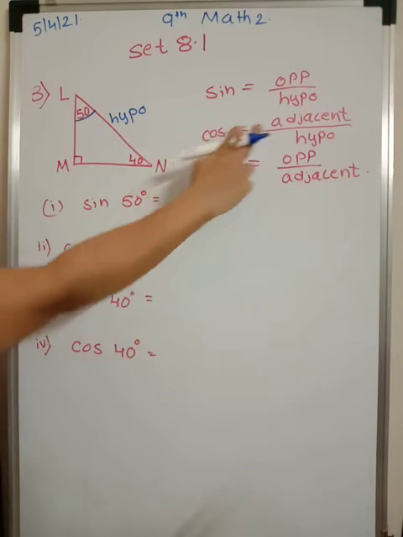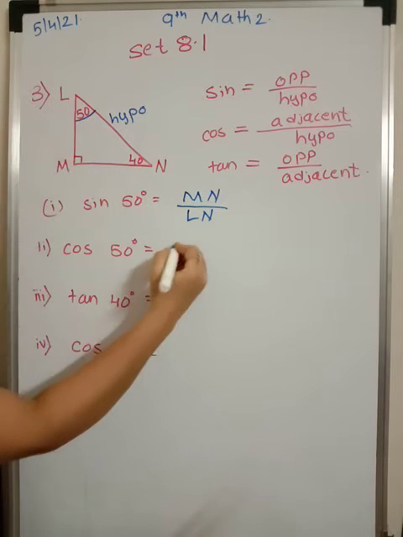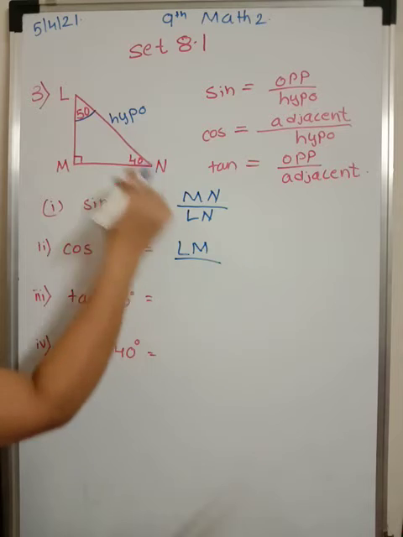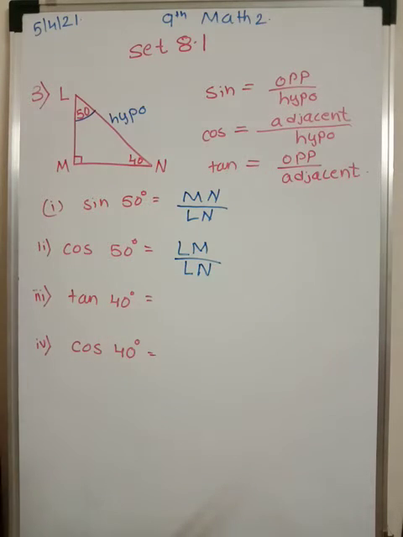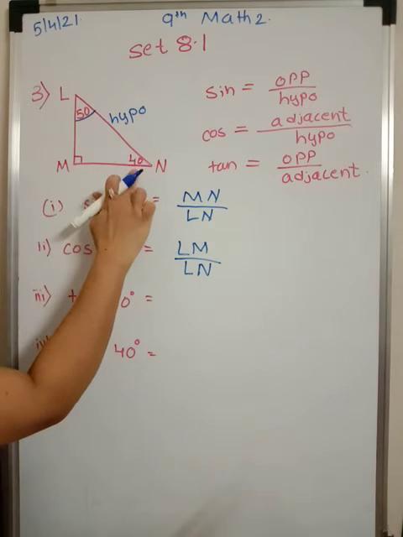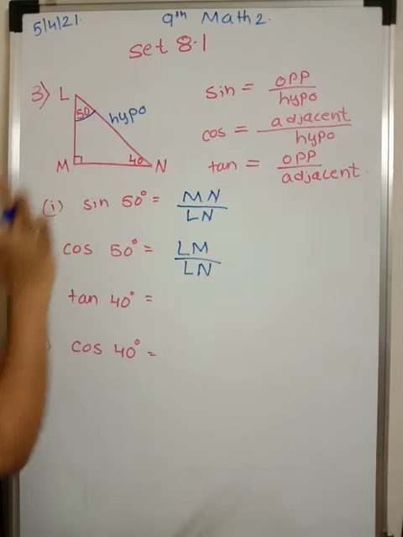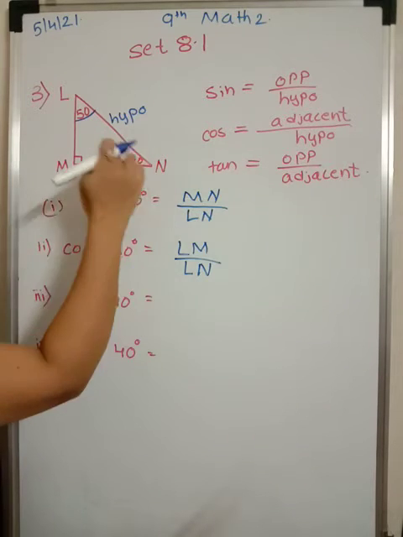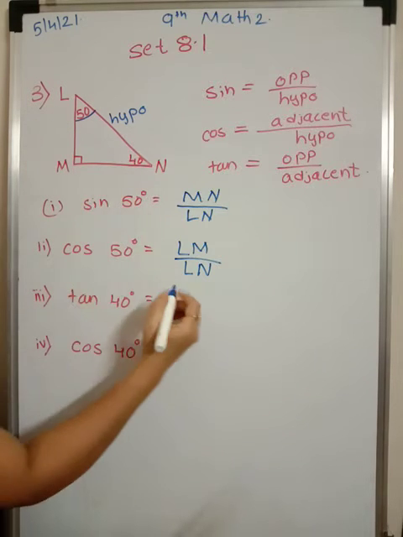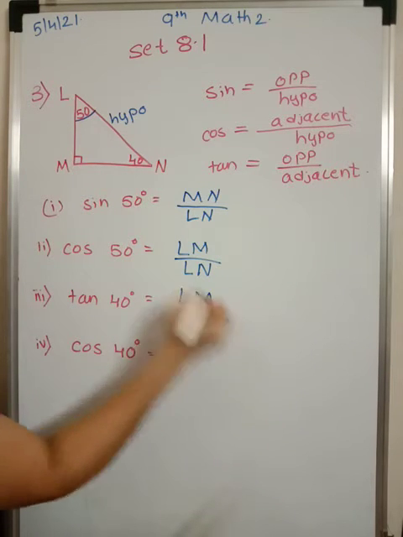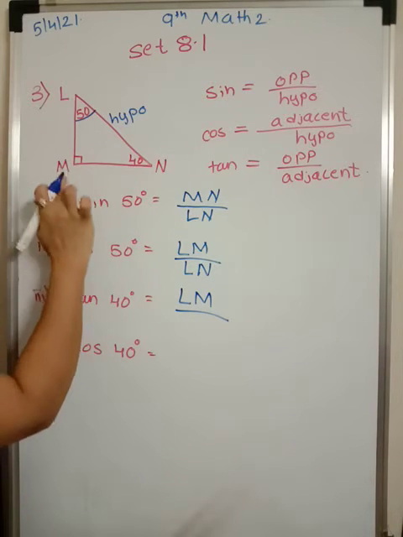Now cos of 50. Cos is adjacent upon hypotenuse. This is opposite, so this is the adjacent side. So LM upon hypotenuse LN. Now tan of 40 degrees. This is 40 degrees. The tan ratio is opposite side upon adjacent side; hypotenuse you have to leave. So it will be LM, that is opposite, and for 40 the adjacent is MN.